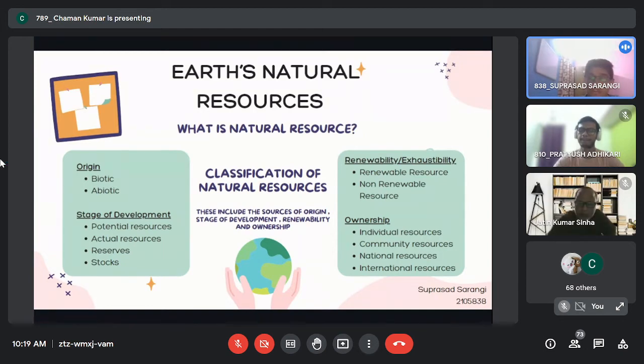Soil. Soil is composed of various particles and nutrients. It helps a plant to grow. Iron. It is found as a mineral silica and is used to build strong weapons, transportation, and buildings. Lastly, forest. Forests provide clean air and preserve the ecology of the world. Trees are being cut for housing and construction projects, so we should plant as many trees as possible. So on the classification of natural resources, these include the sources of origin, stage of development, renewability, and ownership. Moving on to the next slide.